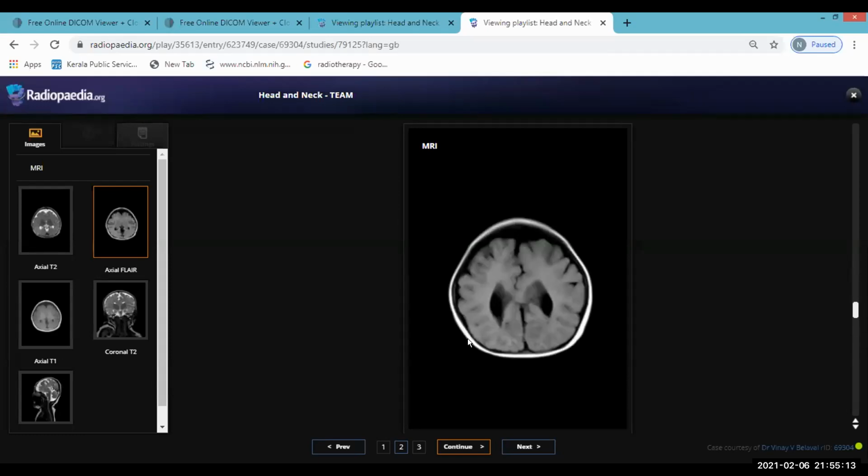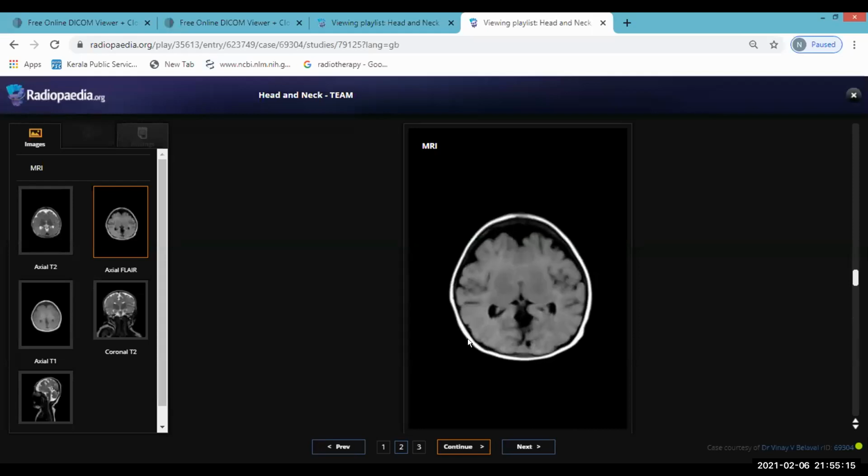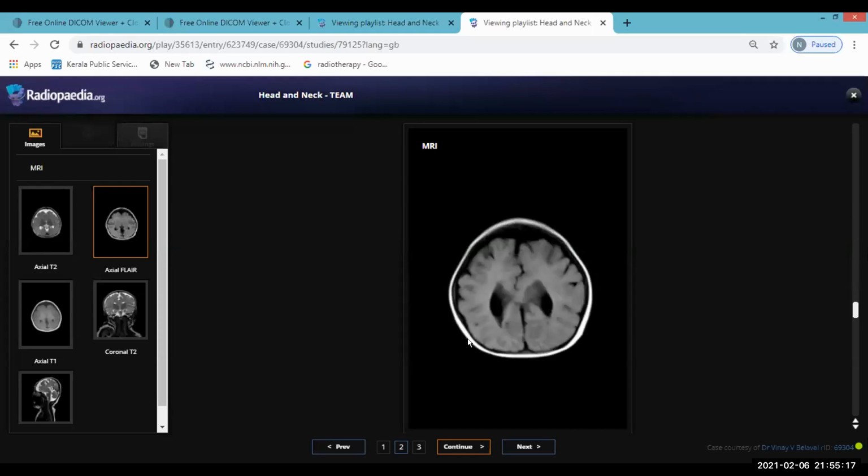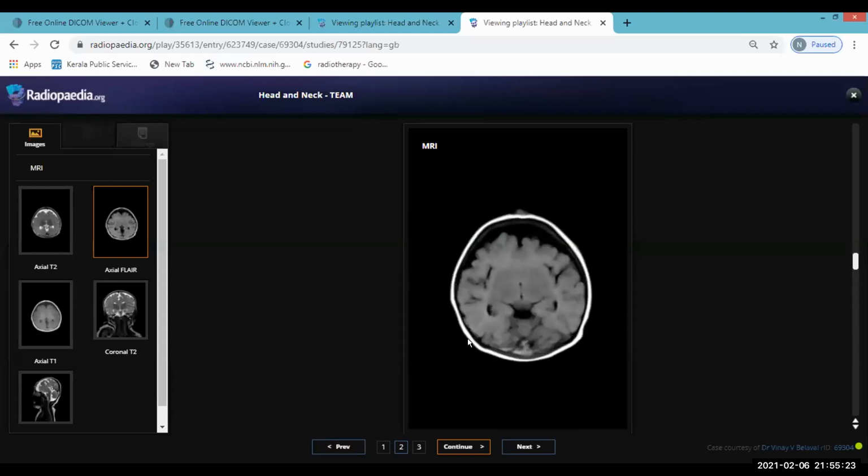So bilateral ventricles are also in a parallel orientation, with prominence of the occipital horns. So my diagnosis would be corpus callosal agenesis. I'll convey my findings to the referring clinician and refer the patient to the pediatric neurosurgical team for further evaluation and management.